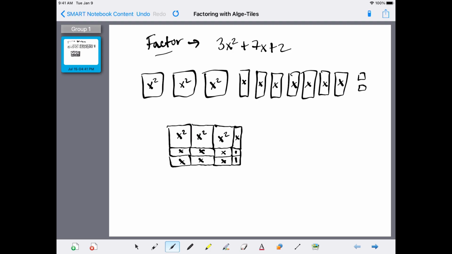If you were able to get something that looks like this, and it doesn't have to be exactly like this, it could be flipped the other way, but it should be similar to looking like this.